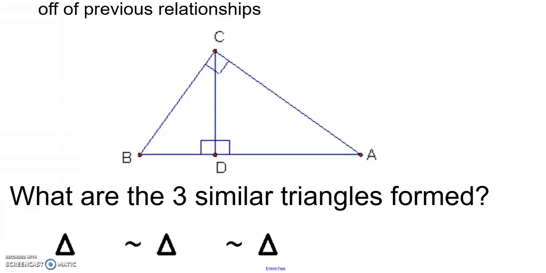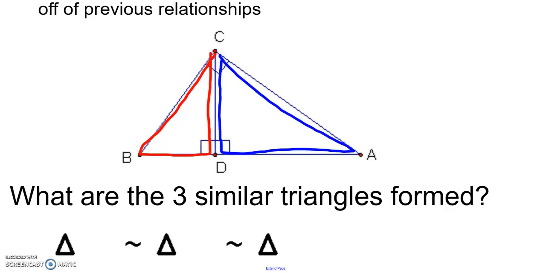Okay, so let's first identify the similar triangles formed when we draw our altitude to our hypotenuse of our right triangle. So first we can see this right triangle, triangle BDC, then we have triangle CDA, and these two are similar to each other, and then we have our big triangle ABC. So all three triangles are similar.